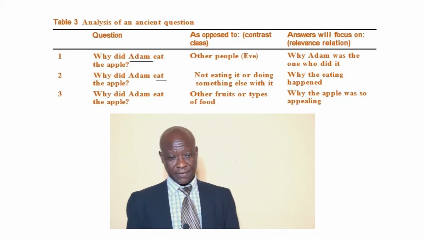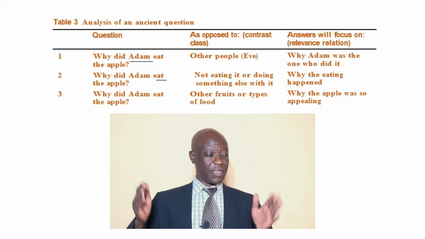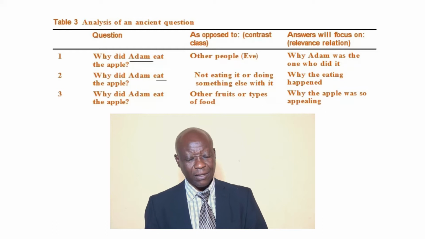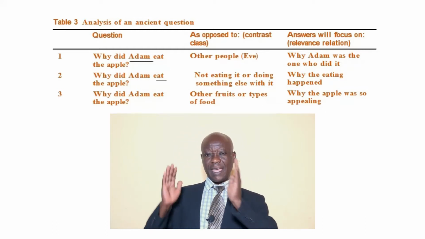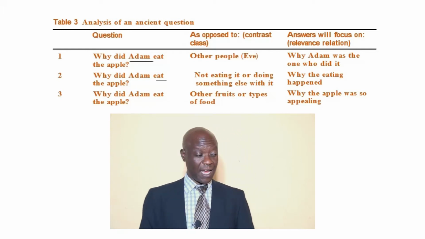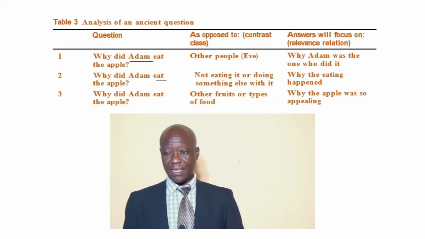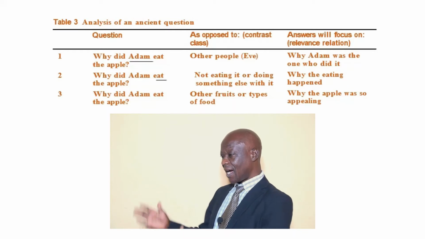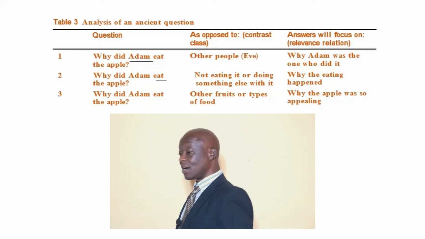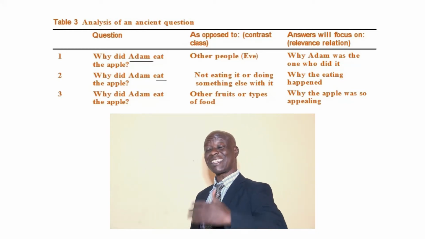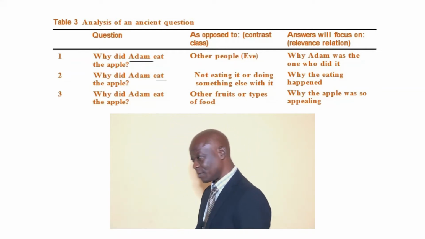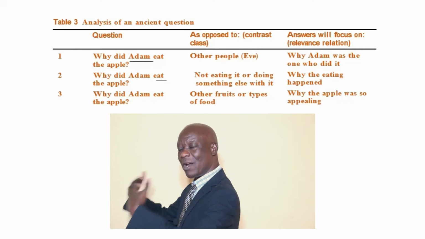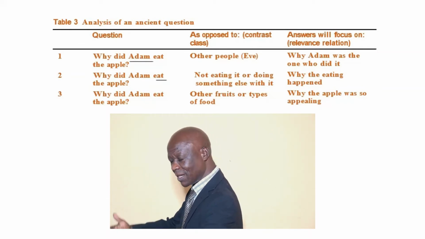As you can see from the table, ladies and gentlemen, we have the question column. These are the three things that constitute the Van Fransen technique of questioning. There are three columns, and of course three rows. In the first column we have the questions. In the second column we have what you call the contrast class. And in the third column we have the answers that we focus on, and they are the ones that bring out the relevance of knowledge to that particular discipline, ladies and gentlemen.